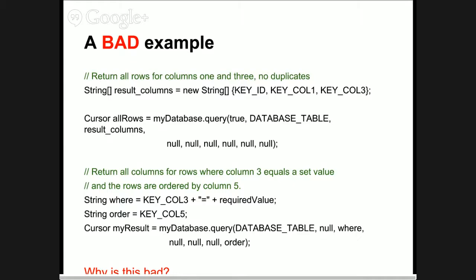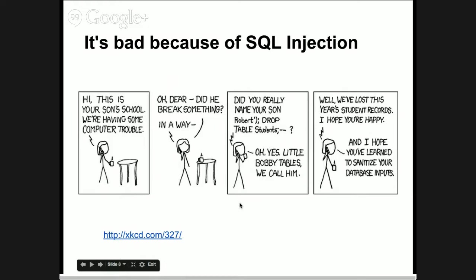This is something that some people do. I've seen it in a lot of code actually. Why is this incredibly bad? Because of this. This is XKCD, and I think it's the best explanation. He's genius in explaining complicated things simply. So I think you can just read it.